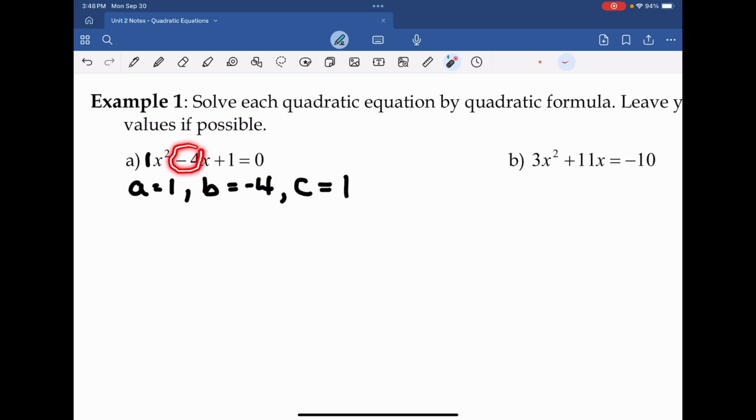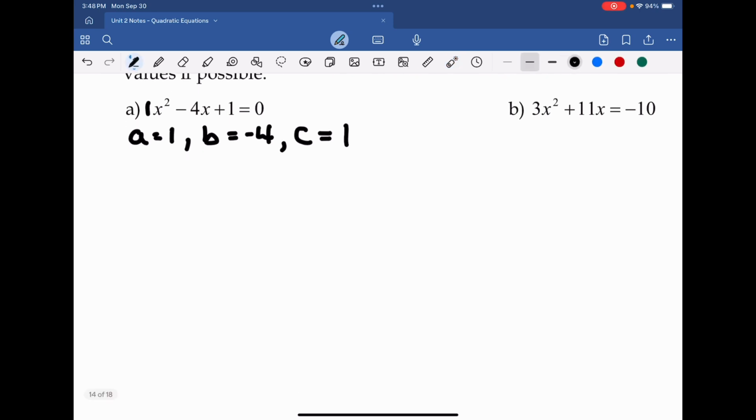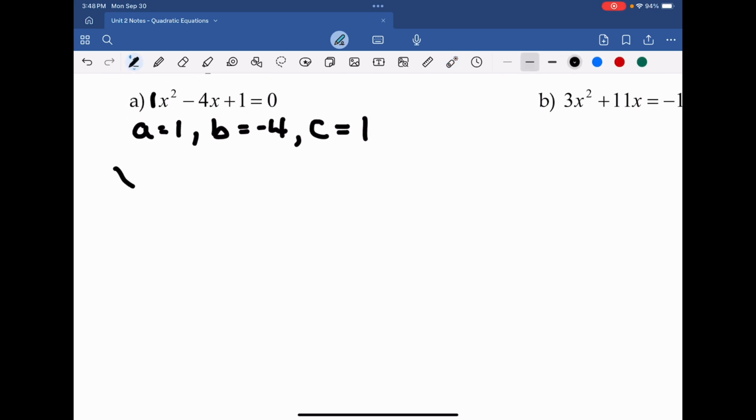As you can tell, I took the sign that is out front of the b term. The sign goes with it, and that goes for a, c, anything. It goes for all three of these. If the sign is negative, you treat it as a negative. If it's positive, you treat it as a positive number. All right, now let's plug it into the quadratic formula.